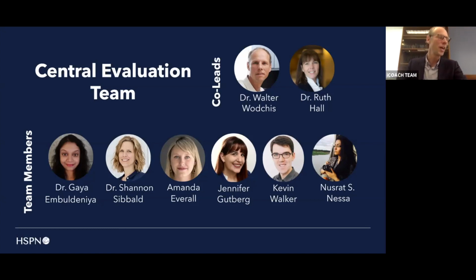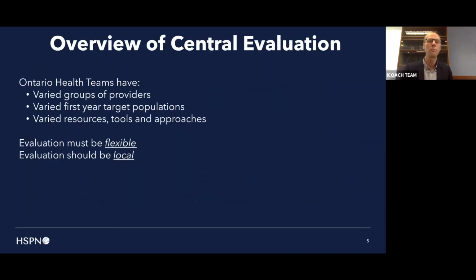Okay, I would like to start off with just a high-level overview of the central evaluation. One thing that we are very cognizant of across the 30 teams, and it's all 30 teams that will be involved in this first phase, everybody who is interested in being an applicant. And we've read through all of your applications, and we can really say that we have varied groups of providers participating as part of Ontario Health Teams.